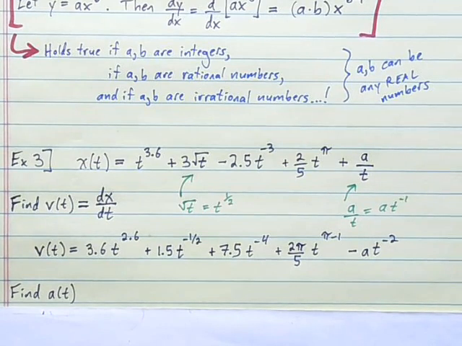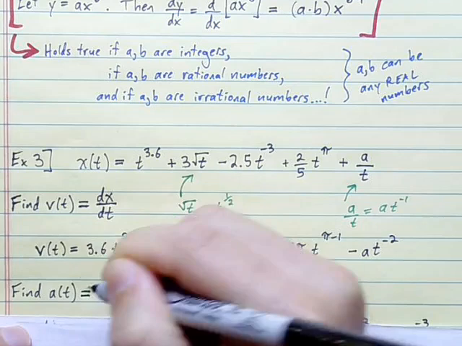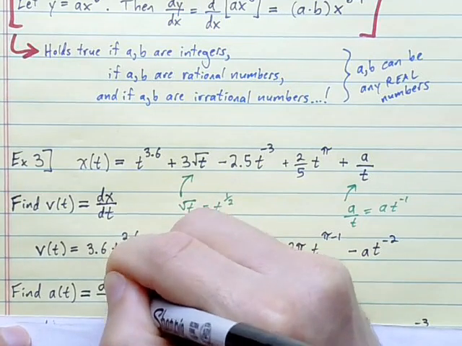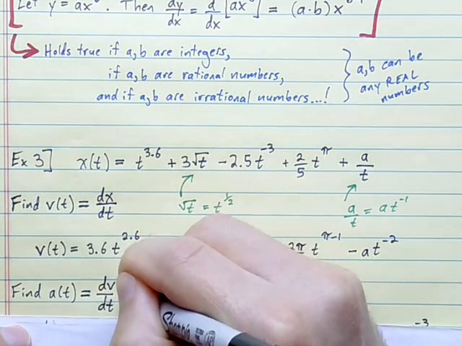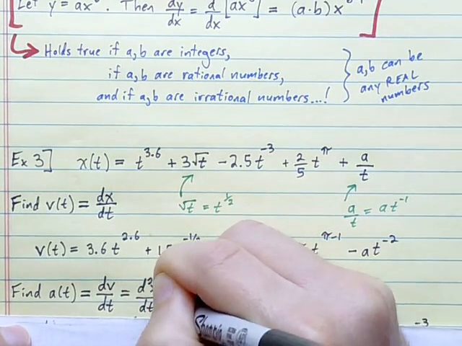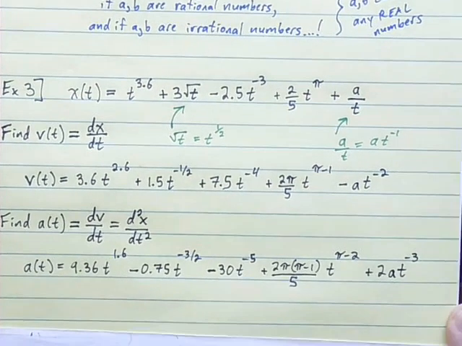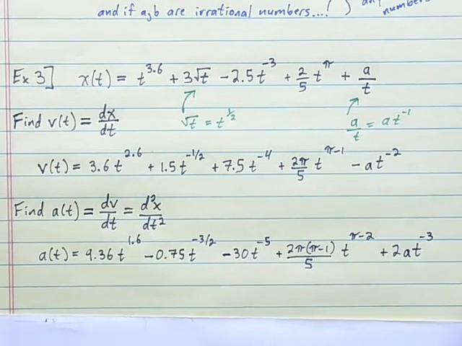Ready? Okay. First of all, did you state your equation? A of t is equal to dv/dt, or equivalently, the second derivative of x with respect to time, d squared x over dt squared. State that equation. Apply the rule. Check your work. Here's the result.